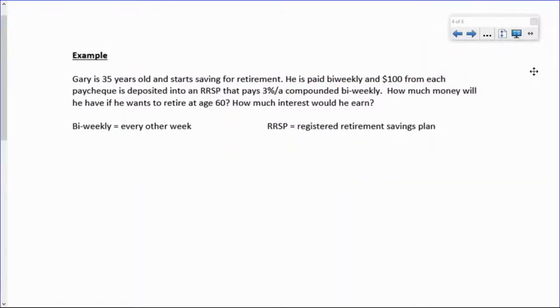Okay, for our next example, we've got Gary, who is 35 years old and saving for retirement. He's paid bi-weekly, and $100 from each paycheck is deposited into an RRSP. That's also compounded bi-weekly, paying interest at 3%. First of all, you need to know that bi-weekly is every other week. So Gary gets a paycheck every other week. There are about 52 weeks in a year. So he gets paid 26 times a year.